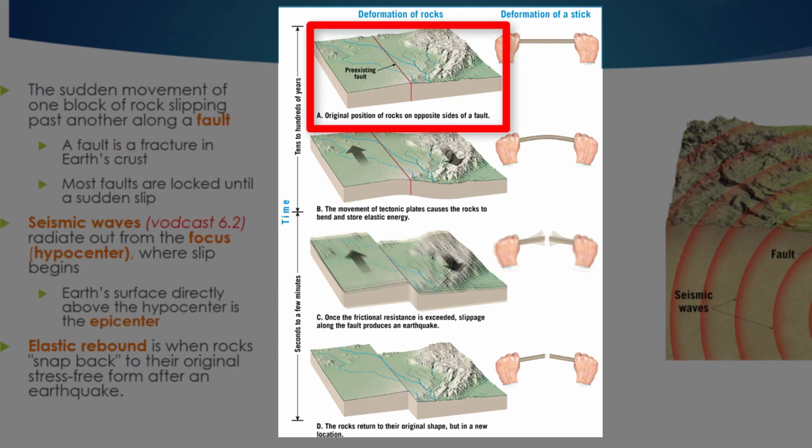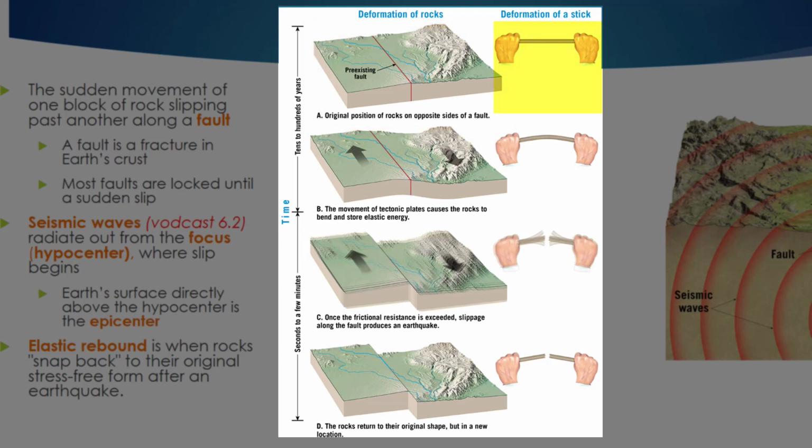In part A, we're just looking at a pre-existing fault. The red line indicates the fracture in Earth's crust. And to the left side of the fault and the right side of the fault, we see the original positions for the rocks. So to start our conceptual understanding, just imagine holding the stick with both of your hands. Now let's focus on image B.